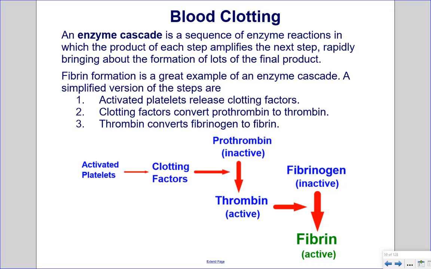Blood clotting. An enzyme cascade is a sequence of enzyme reactions in which the product of each step amplifies the next step, rapidly bringing about the formation of lots of the final product. Fibrin formation is a great example of an enzyme cascade. A simplified version of the steps are: 1. Activated platelets release clotting factors. 2. Clotting factors convert prothrombin into thrombin. And 3. Thrombin converts fibrinogen to fibrin.